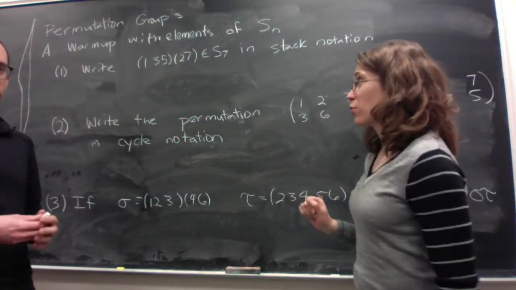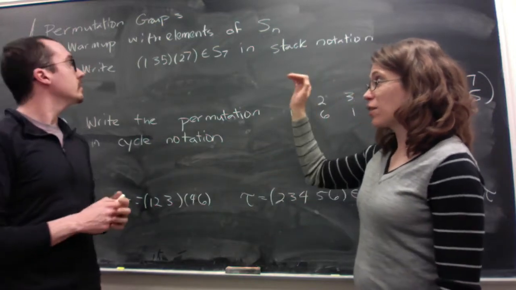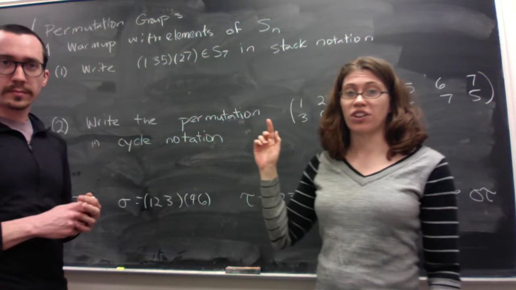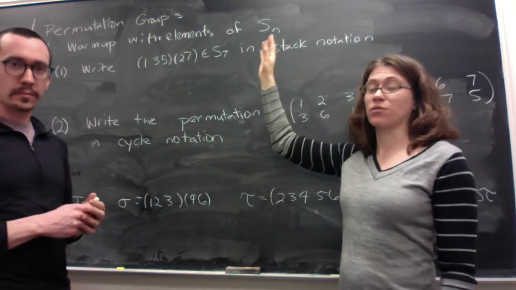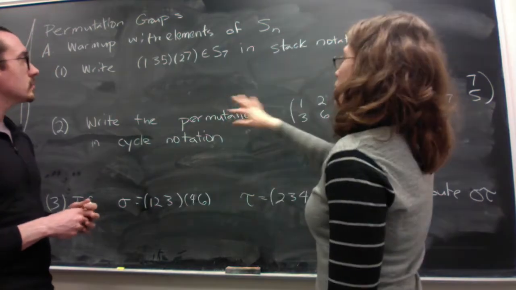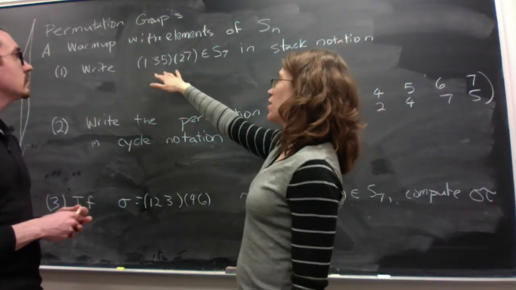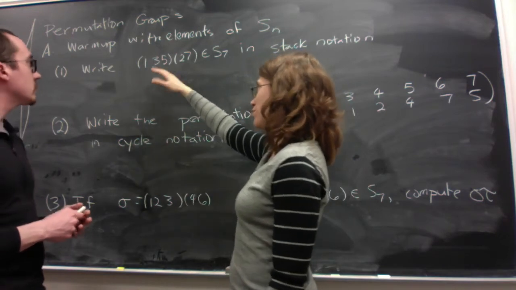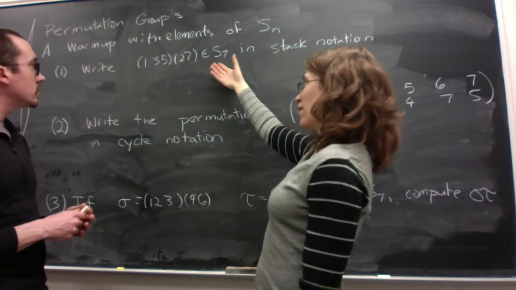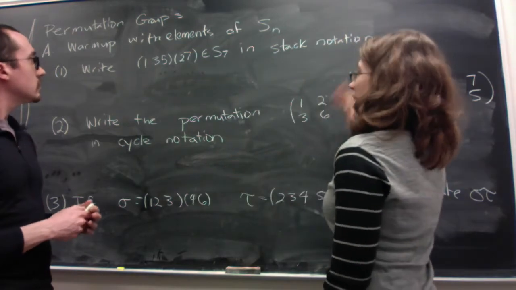So the next problem that we're going to do is problem A from the permutation group's adventure sheet. This is warming up with writing elements of Sn for various n. So the first problem is to write the permutation in cycle notation denoted (1 3 5)(2 7) as an element of S7 in stack notation.